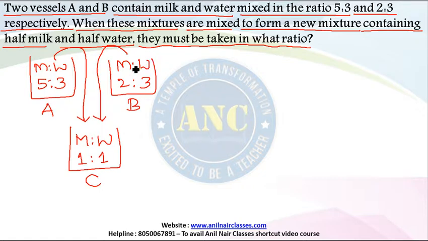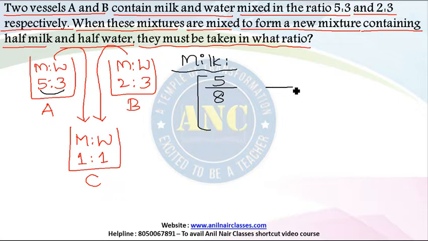You take any parameter as your base reference, like the way I thought in my previous problem, either milk or water. Let me take milk as the base reference. Out of total 5 plus 3, 8 liters, 5 liters belongs to milk in vessel A. Out of total 2 plus 3, 5 liters, 2 liters belongs to milk in vessel B. Out of total 1 plus 1, 2 liters, 1 liter belongs to milk in vessel C.